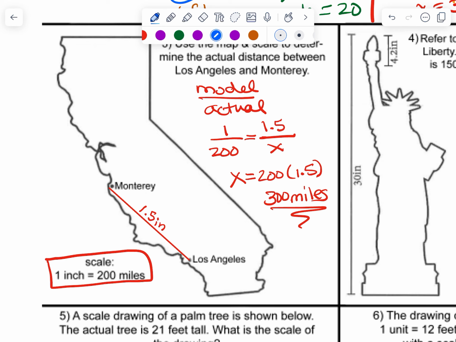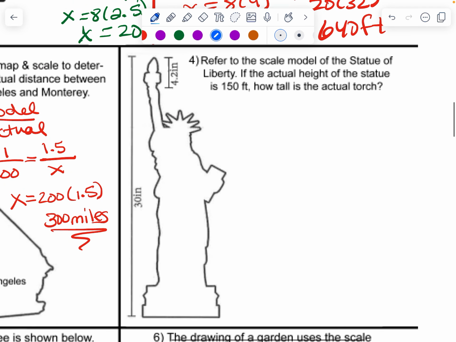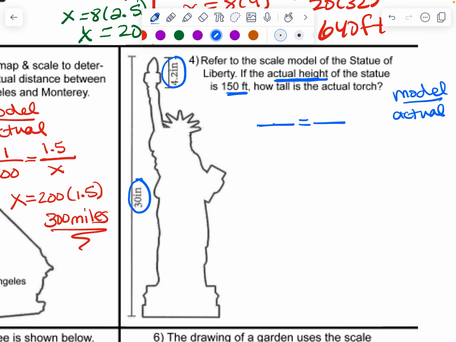For our next example, we have this scale model of the Statue of Liberty. These are the sizes on the model, not the real Statue of Liberty, of course, but it does give us one actual measurement. The actual height is 150. So I'm gonna make a proportion that compares, you guessed it, model over actual. So let's first do the height of the entire Statue of Liberty. On the model, it's 30. The actual height is 150 feet.